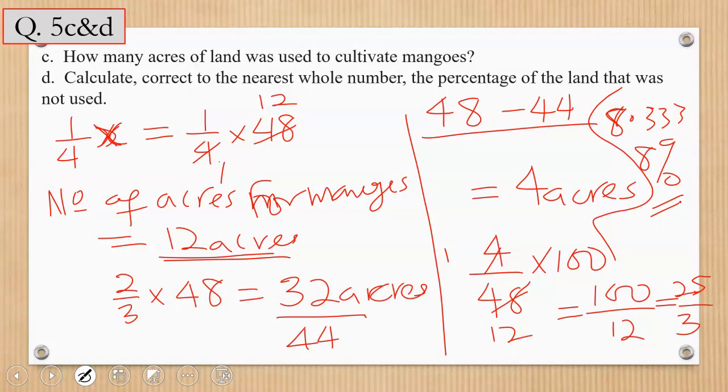I'm sure this has really helped you to revise your knowledge with percentages and then ratio, proportion, and stuff.